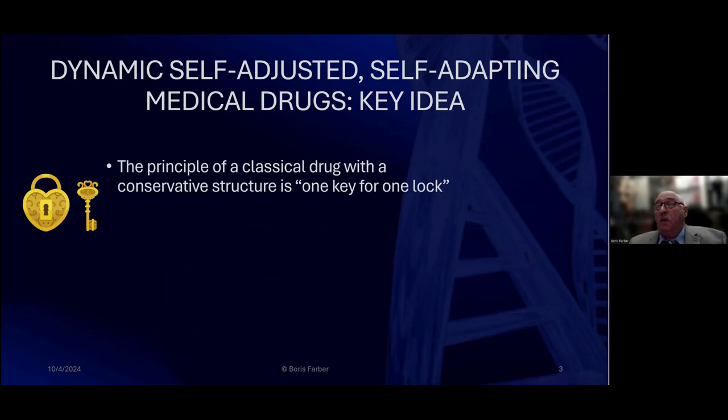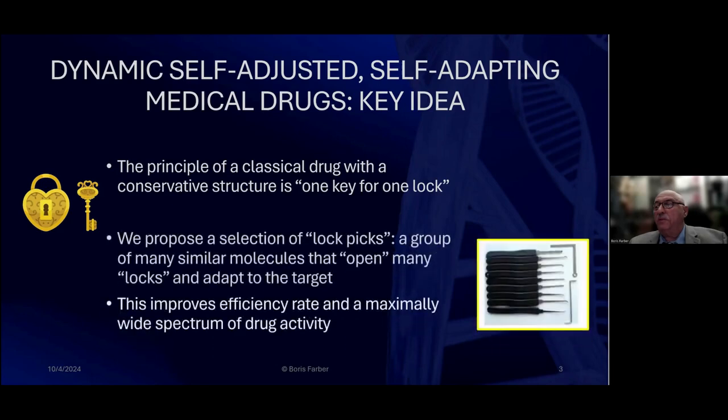What is the principle of classical drugs with conservative structure? I can represent it like a model of one key to one lock. The main idea behind the creation of dynamic drugs is to use a set of lockpicks instead of one key for one lock, which represents a group of many similar molecules that open many locks and adapt to the target. This ensures significantly increased efficiency and the widest possible spectrum of drug action.